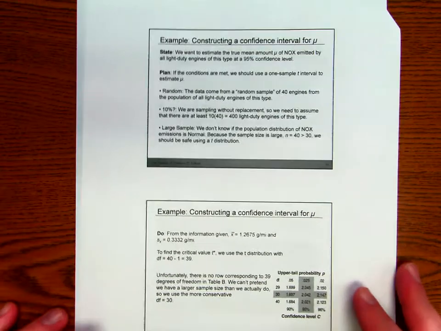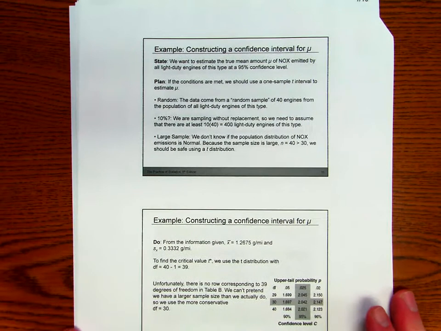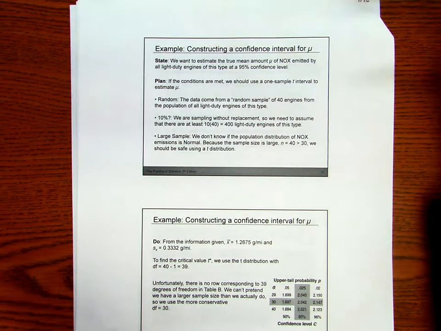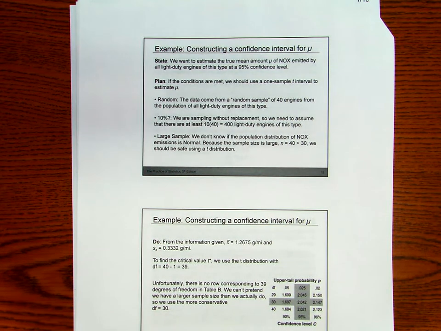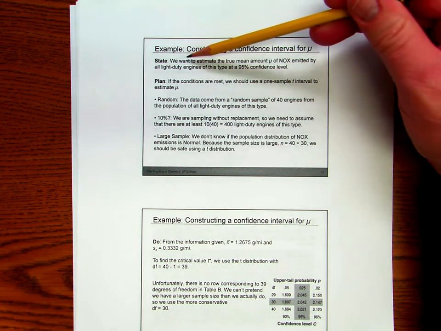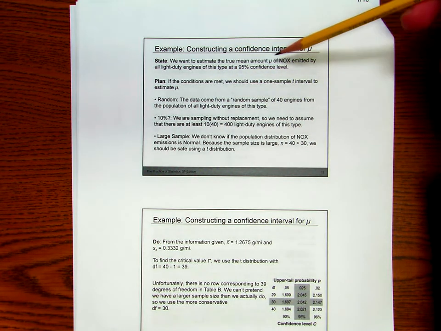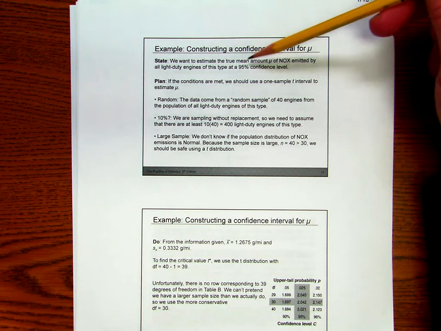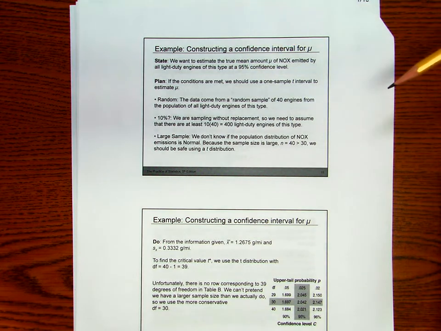So, you need to start off. What are you trying to accomplish? If you're constructing a confidence interval, you're estimating a population mean. So, stating that in context for this problem, we want to estimate the true mean amount, mu, of NOx emitted by all light-duty engines of this type at a 95% confidence level.